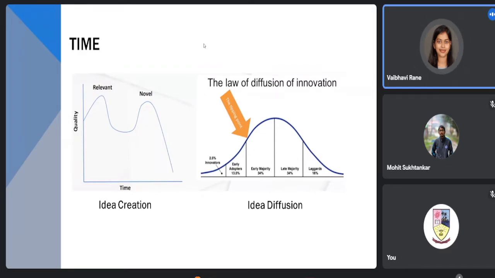Okay, so when the curve starts, that is when you as an innovator are in the phase of idea creation. Then there would be some others, usually your friends and family, on whom you try out or start up your products or your services. And as it grows in the market, that is really about idea creation and idea diffusion. Your time is of essence.